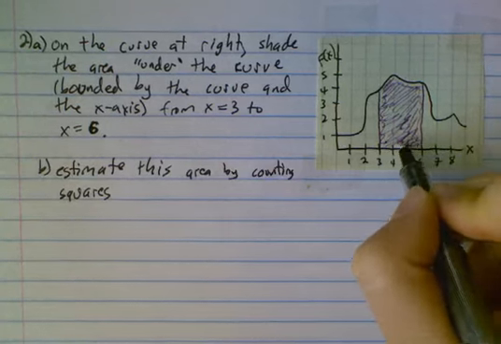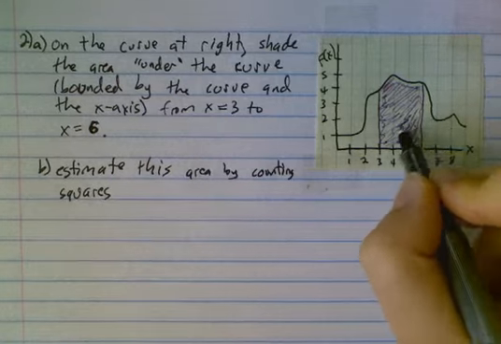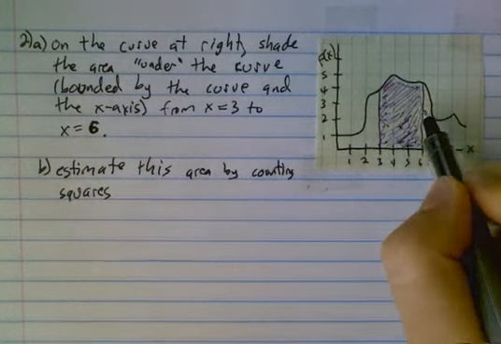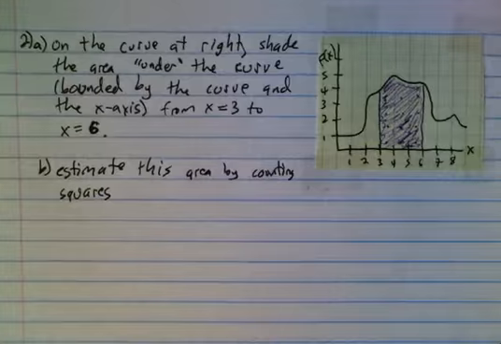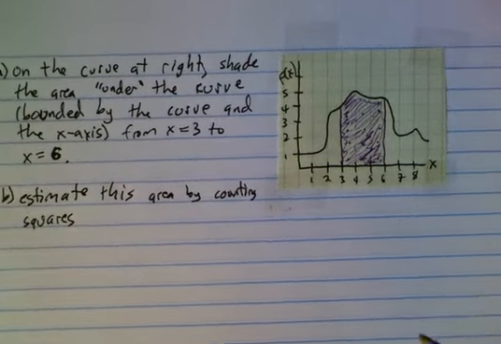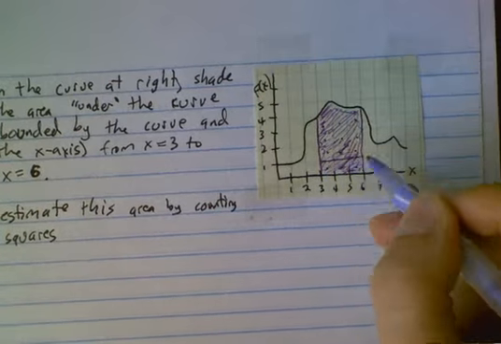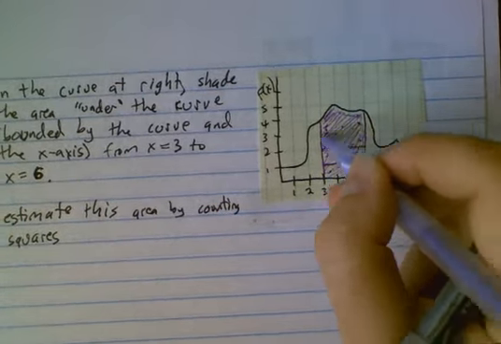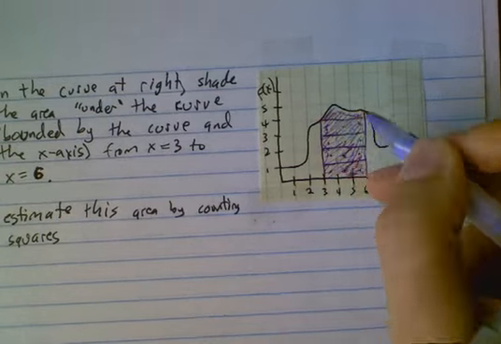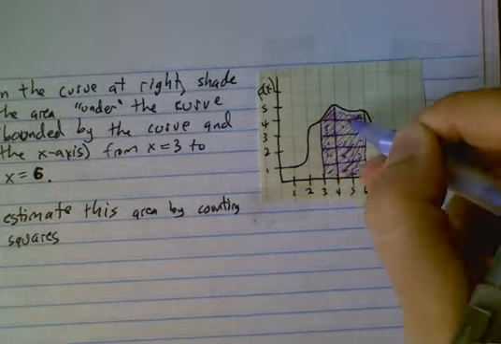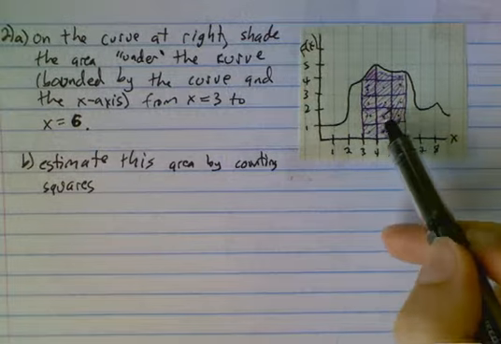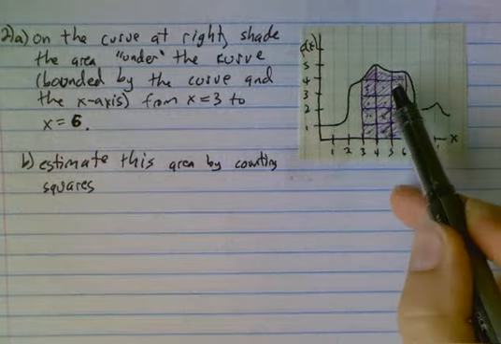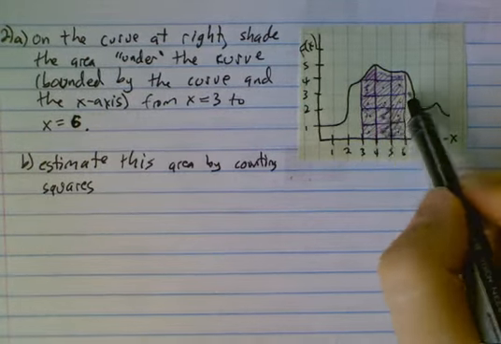So we have 1, 2, 3, 4, 5, 6, 7, 8, 9, 10, 11, 12 little squares. You can see these if I draw them back in again, because I got a little covered over when I was doing the shading. You can see there 1, 2, 3, 4, 5, 6, 7, 8, 9, 10, 11, 12. So we've got 12 whole squares.